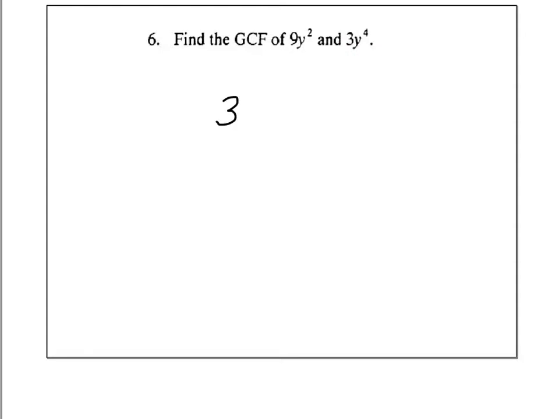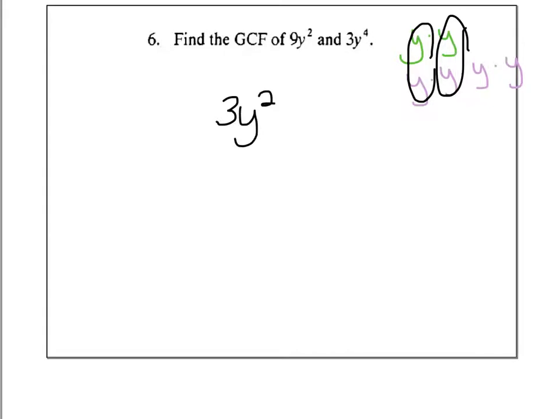And then I'm going to look at my y's. The 9 has 2 y's, so y times y. And the 3 has 4 y's, so 1, 2, 3, 4. The question is, how many do they both have in common? I can take out 1 pair, 2 pairs. So they have 2 pairs in common, which is y squared. Since it said the word GCF and not factor, I don't need to write what's left, so this is my final answer.